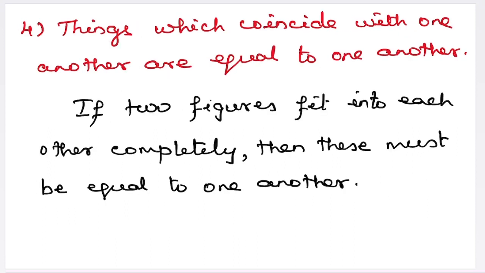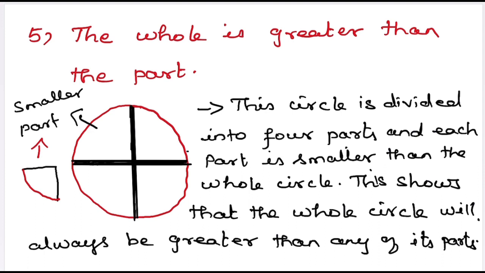Fourth axiom, things which coincide with one another are equal to one another. ரெண்டு figure ஒரே மாதிரி எடுத்துக்கோங்க, then they must be equal to one another. Next fifth one, the whole is greater than the part. The circle is divided into 4 parts and each part is smaller than the whole circle. So the whole circle is greater than the smaller part.